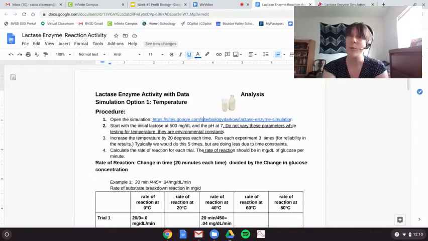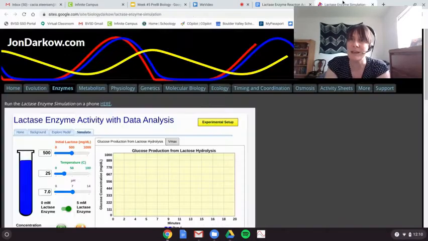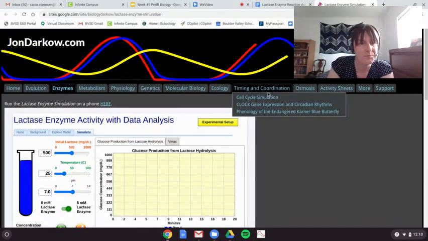So I can see how well lactase is working by putting lactase in some milk and measuring the amount of glucose that is created over time. If more glucose is created, then the reaction is happening faster. So let's go ahead and go to this simulation so we can see how it works.